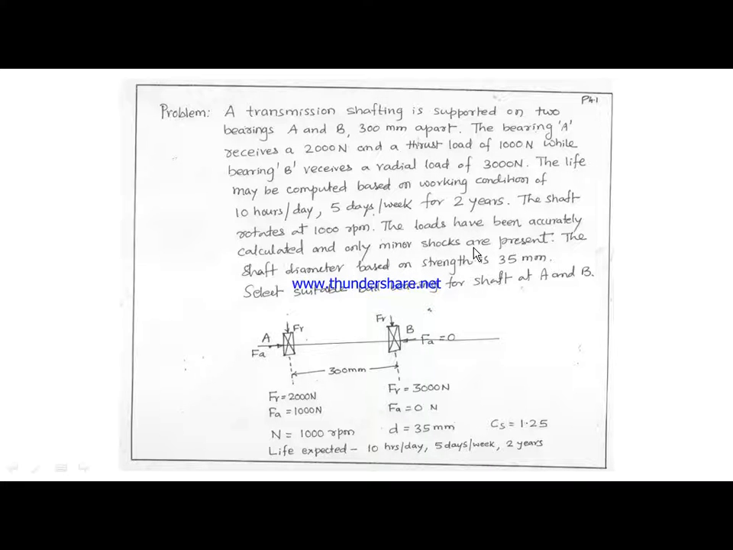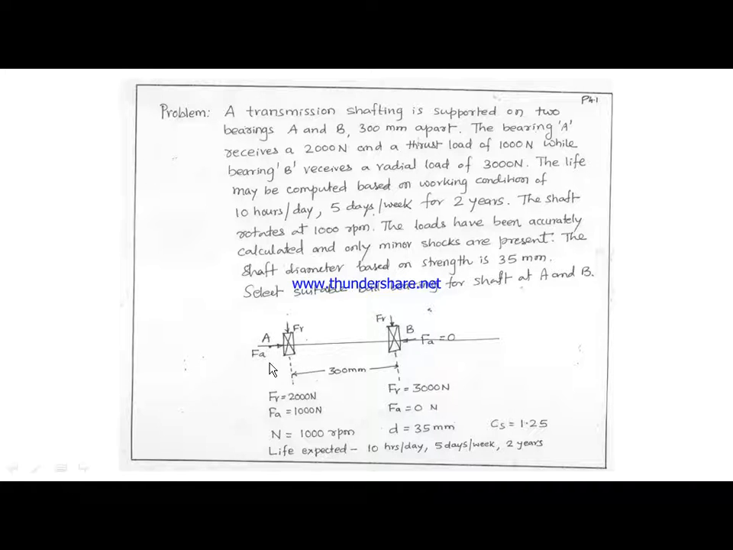The working conditions here are given, service conditions, minor shocks. See, the bearing is operating under minor shock conditions. So you have to keep this point in mind. The shaft diameter based on strength is 35 millimeter, meaning the bore diameter of the bearing is to be 35 millimeter. Now our job is to select suitable ball bearings for the shaft at location A and at location B.